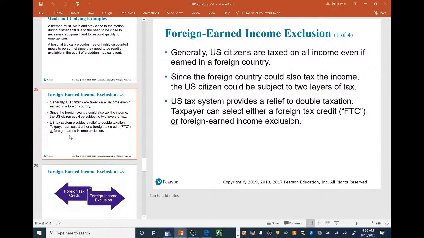Now, it's nice to know that the U.S. tax system does provide a relief to the double taxation. So the taxpayer can select either a foreign tax credit, known as an FTC, or foreign earned income exclusion, okay?